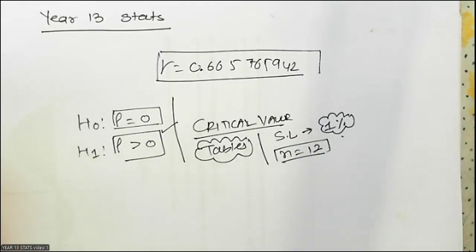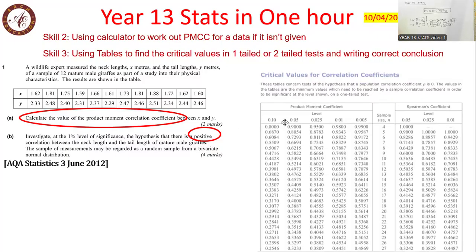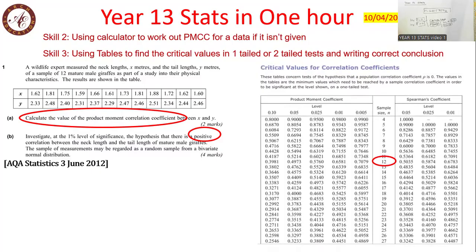So we share that slide again. Okay, there we are. This is your tables, and looking for n equals 12. So n equals 12, looking for significance level, which is there in the top, 0.01, that's 1%. And we see where these two meet. 0.6581 is my critical value. So my critical value is 0.6581.